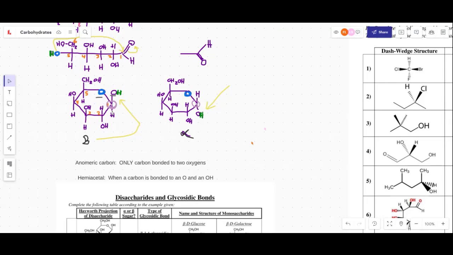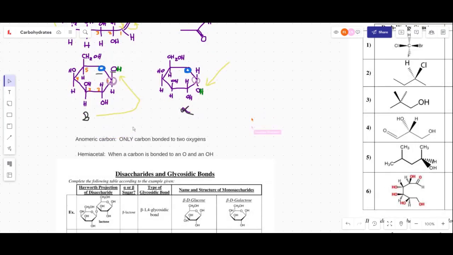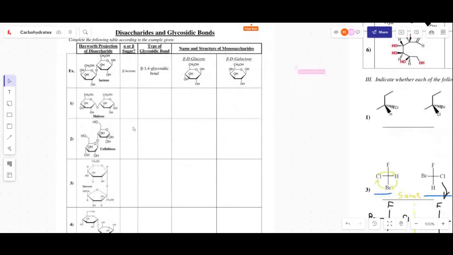So, to that extent, let's take a look at some of these disaccharides and the glycosidic bonds and see if they're reducing sugars or not. Scroll right down, and you can see it gives these disaccharides. So let's look at the first one, the beta lactose.